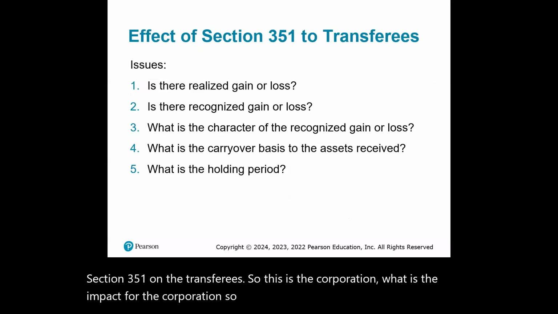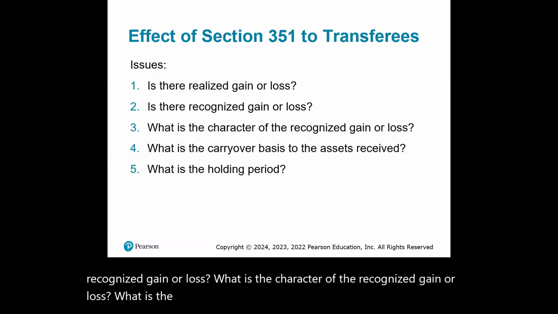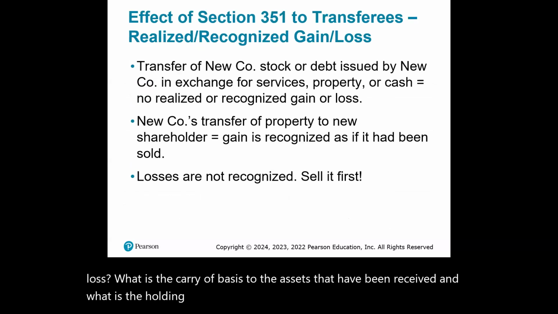So is there a realized gain or loss? Is there recognized gain or loss? What is the character of the recognized gain or loss? What is the carryover basis to the assets that have been received? And what is the holding period?